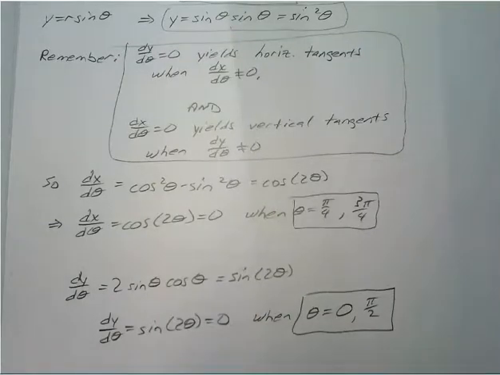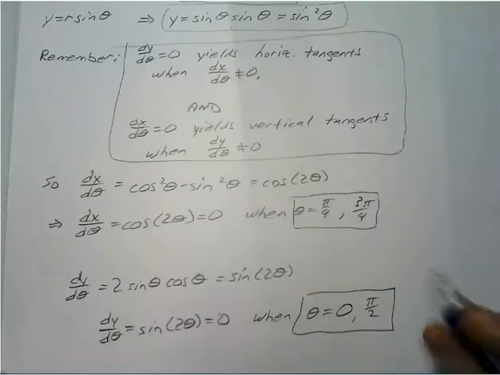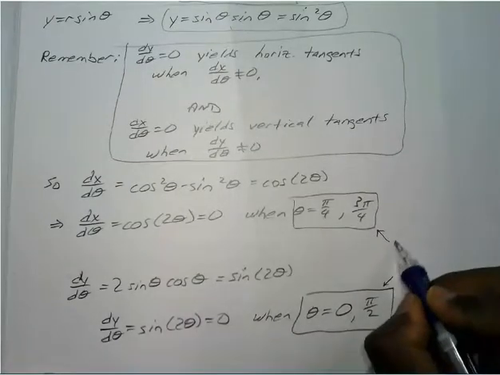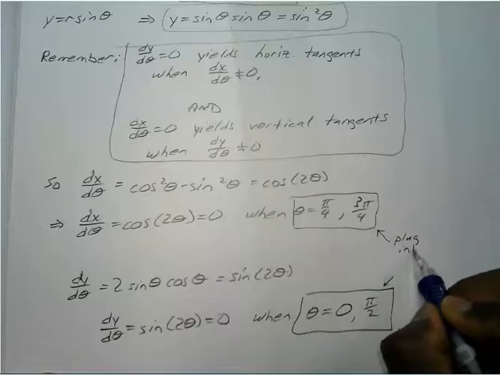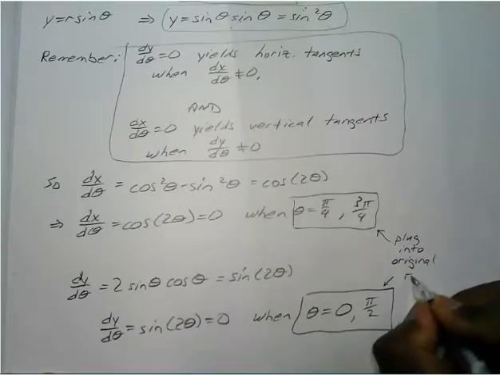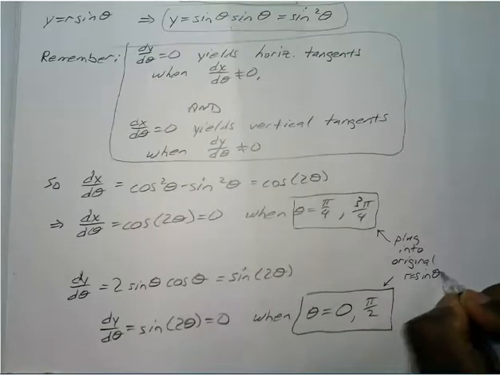But that doesn't tell us the vertical and horizontal tangents. How do we find that? Easy. We plug into the original r equals sine of θ.